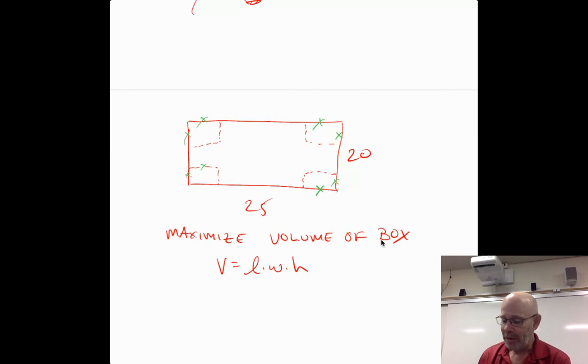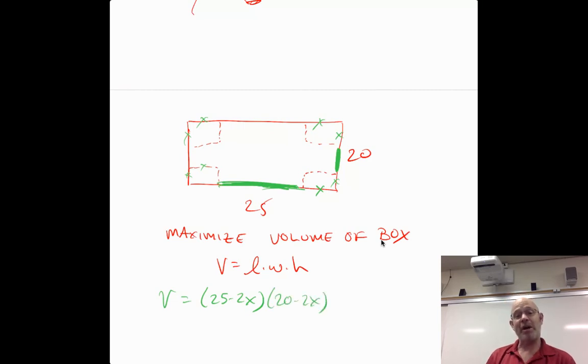Okay? So the volume of this shape is the length, which is that green line right there. How long is that green line? Well, it's the 25 original, but we cut out 2 X's, right? So it's 25 minus 2X. The width is this one right here. Same reasoning as 20 minus 2X.